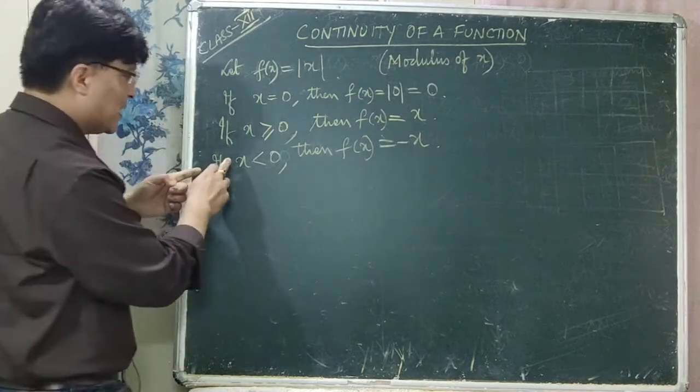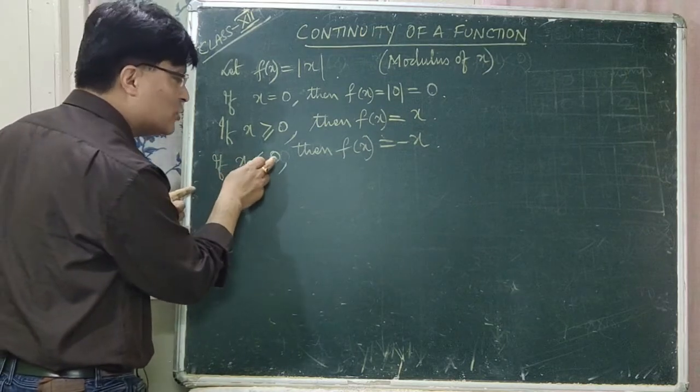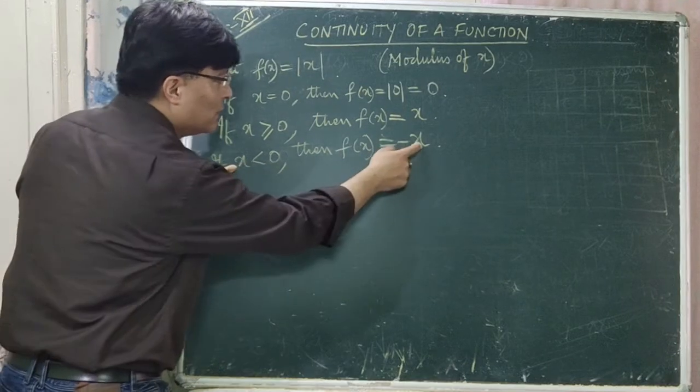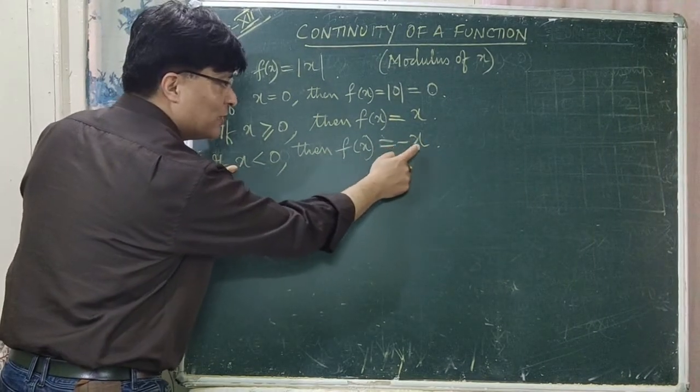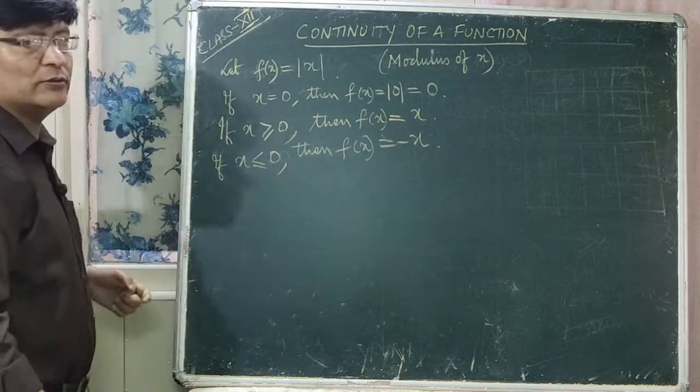In this case, x less than 0, it is strictly less than 0. Can you write is equal to 0 out here again? If you put x is equal to 0, then this x is 0. Minus 0 means always 0. So you can write here the equal to sign.